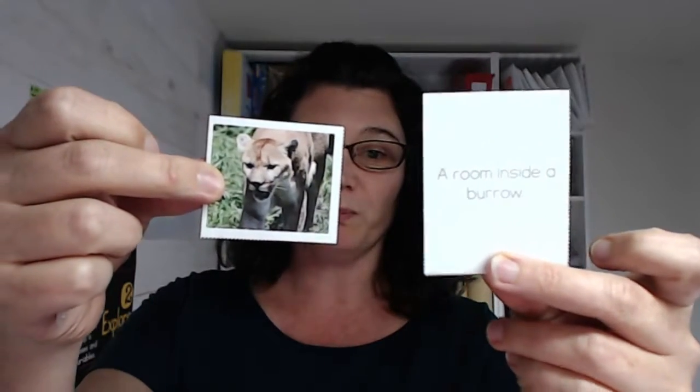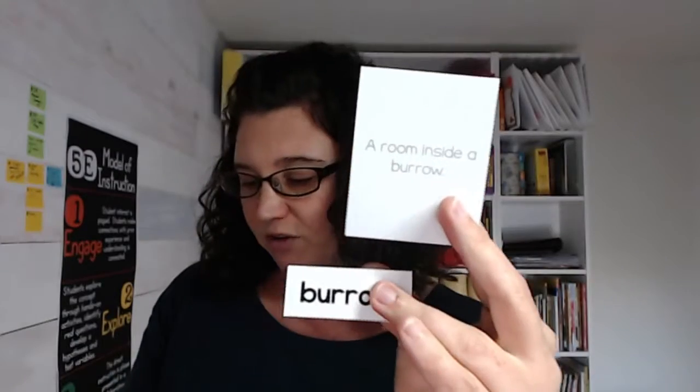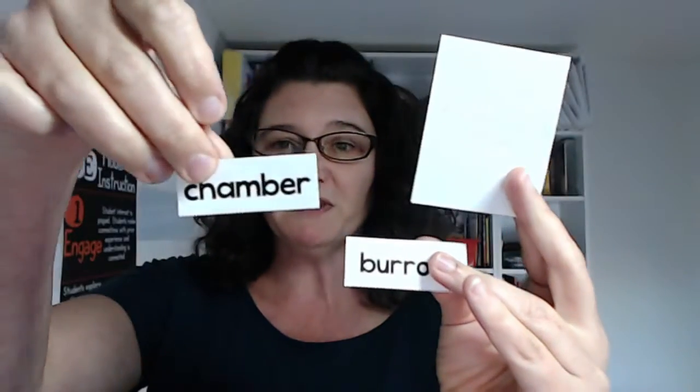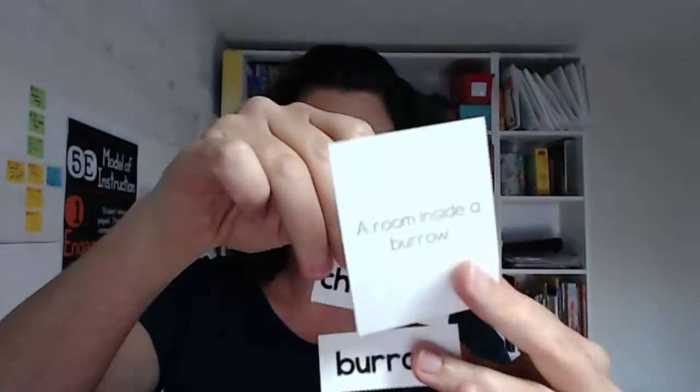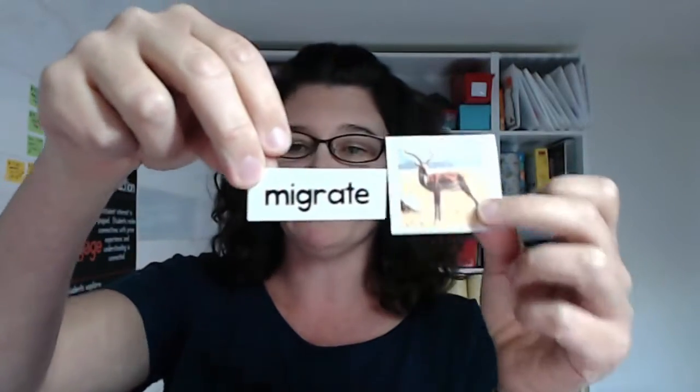For animal groups one, one of the words is predator. So here's predator. This isn't the card for it. Chamber, or burrow would be one of the cards. And there's also chamber. But these are all different vocabulary cards. I know they're kind of hard to see. Here's prey and predator we have as some of them. We also have migrate. And so students can match the word with the picture with the definition.